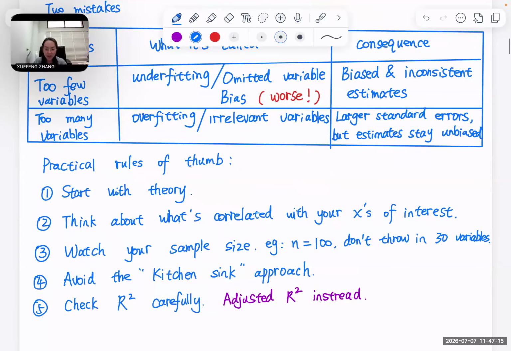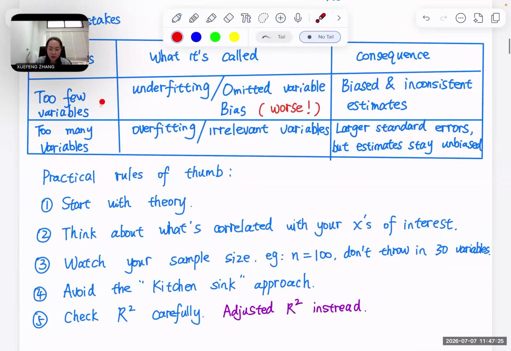So you can see we have the bias and variance trade-off. Think of it like a zoom lens. If you have too few variables, your lens is pointed in the wrong direction. Okay, we call this bias. But if you have too many variables, your lens is shaky, which means higher variance and also imprecision. And you want the lens steady and pointed right.